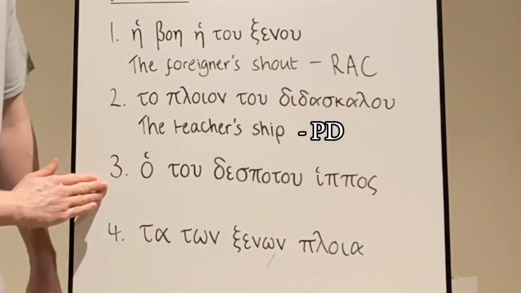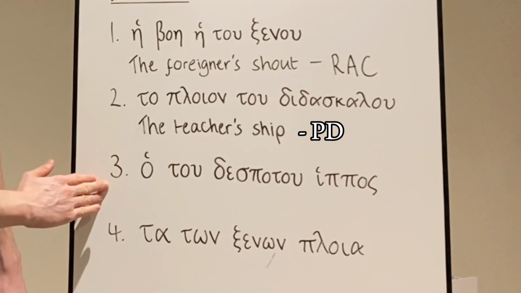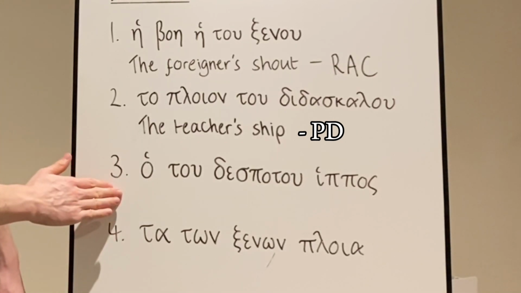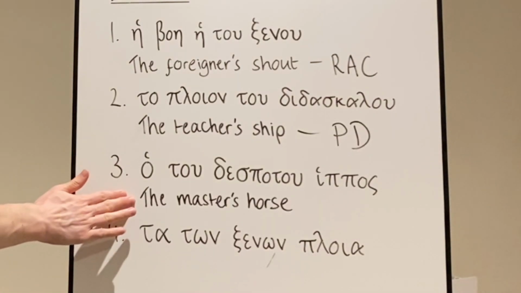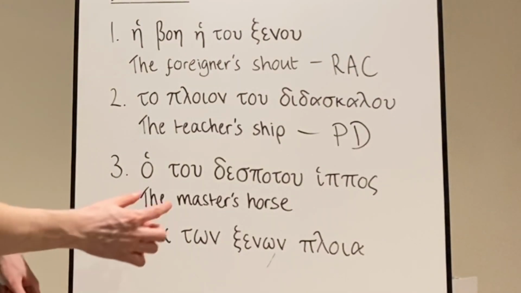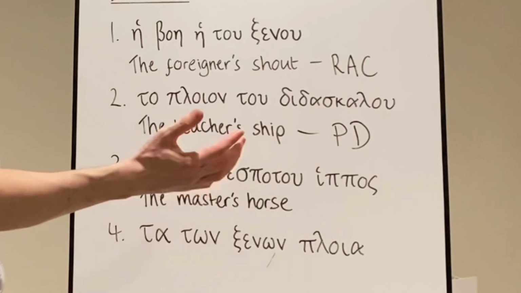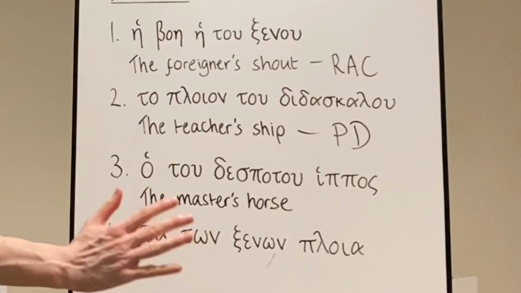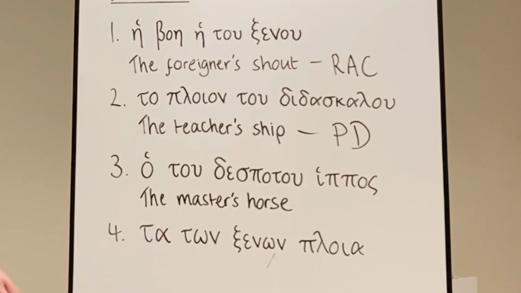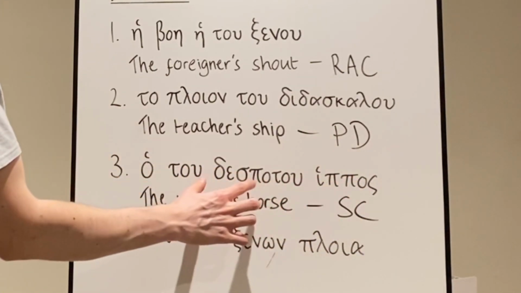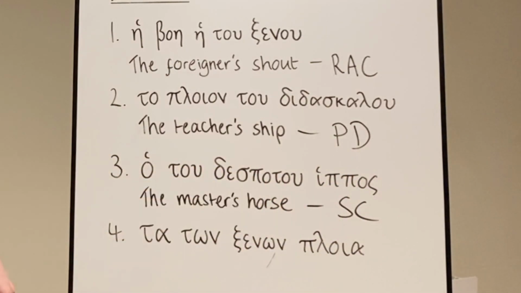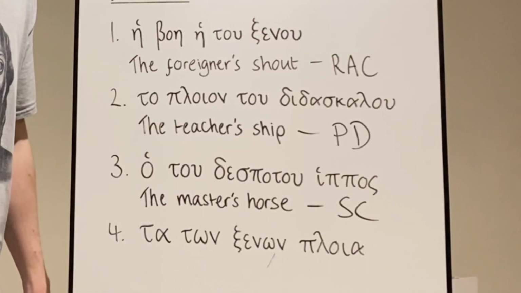Let's look at the third one. The third one was ho tou despotou hippos. This should have been translated into natural English as the master's horse. And we can see that we've got two definite articles next to each other and no repeated definite article, and therefore we're dealing with the sandwich construction. I've put SC for sandwich construction. You can see that we've got ho going with hippos, the horse, and we've got the genitive phrase sandwiched in the middle, meaning of the master. Or in natural English, the master's horse.